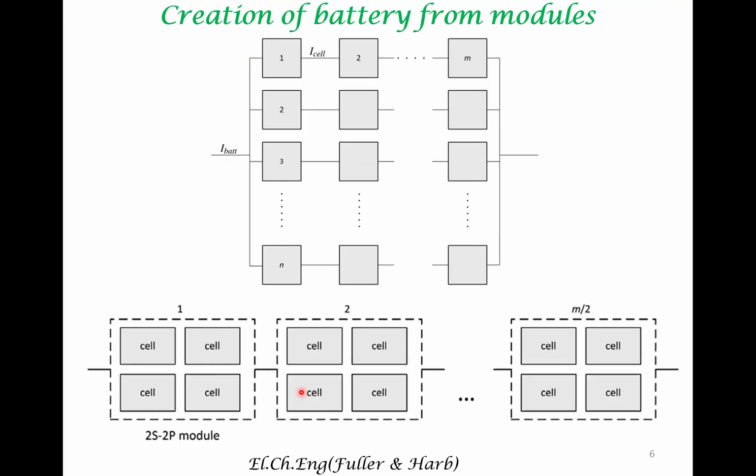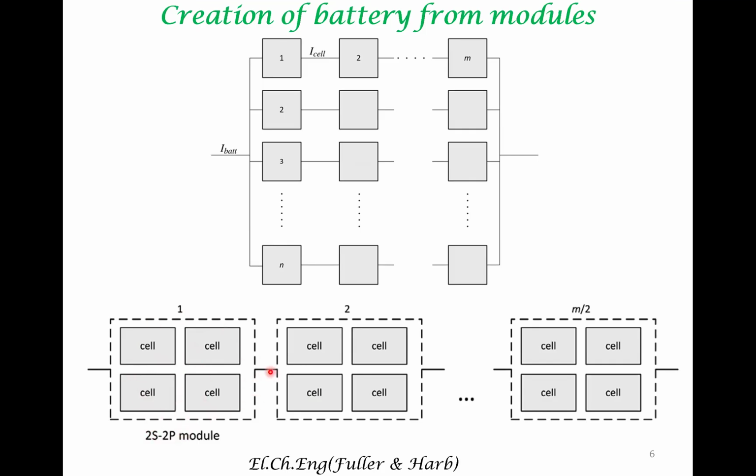So here we are clarifying the meaning of a module. This is a matter of optimization. A few cells are put together, for example, in a module. So this is 2s, 2p, meaning two cells are in series. There are two parallel pathways.